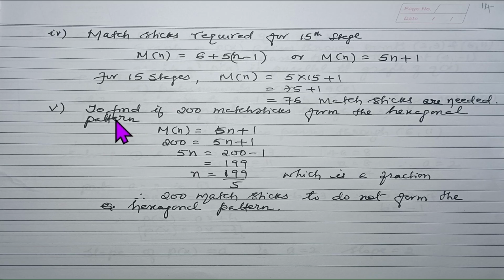Now the next question is: if 200 matchsticks are used, will it complete the hexagonal pattern? Let us understand that. So m of n is 200, and 5n plus 1 is the general form, so 5n is equal to 200 minus 1, that is 199, and n is equal to 199 by 5.